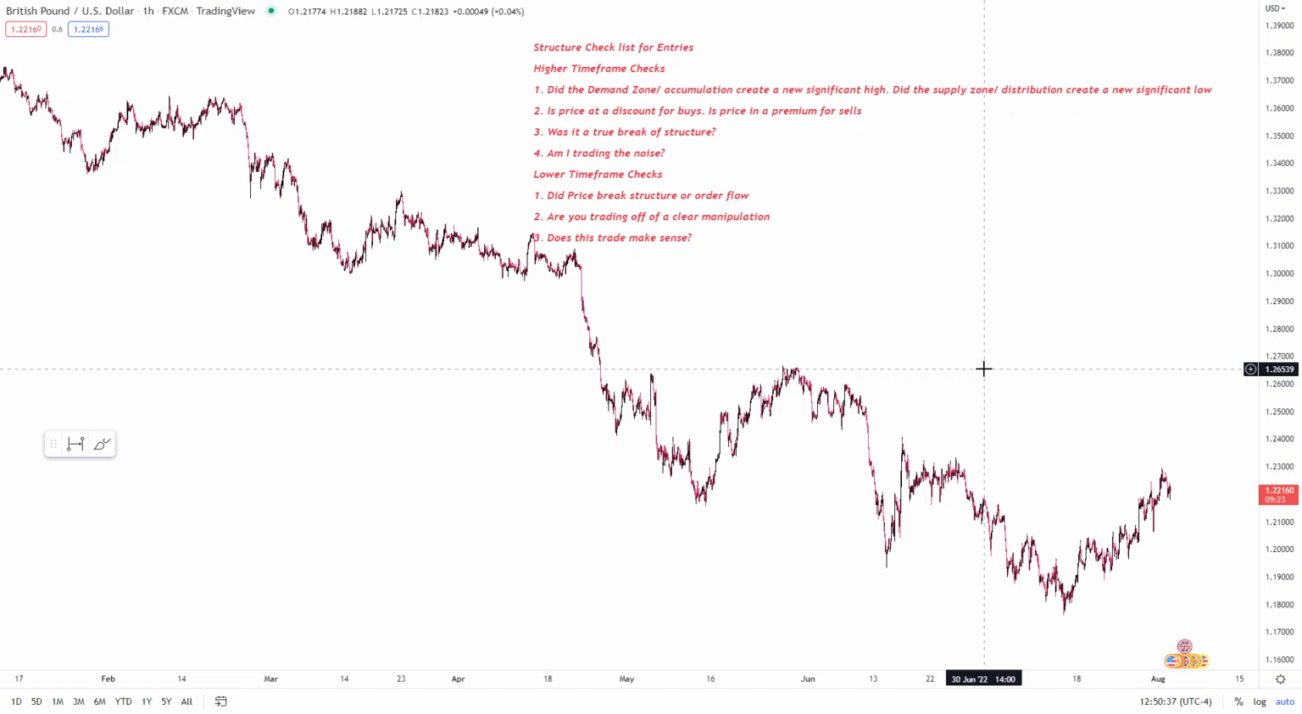Thirdly, does this trade make sense? A lot of times you'll catch yourself afterwards and you'll think, did it make sense? No, you messed up, it happens, but you move on. So with this, we're trying to avoid that.